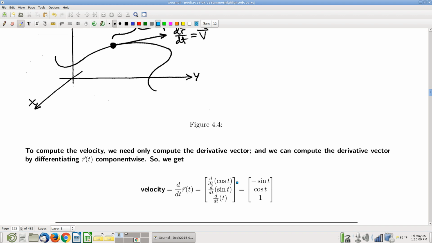All right. So anyway, here we go. Velocity. You take the appropriate derivatives. There's the answer. That's the velocity. Everybody good?